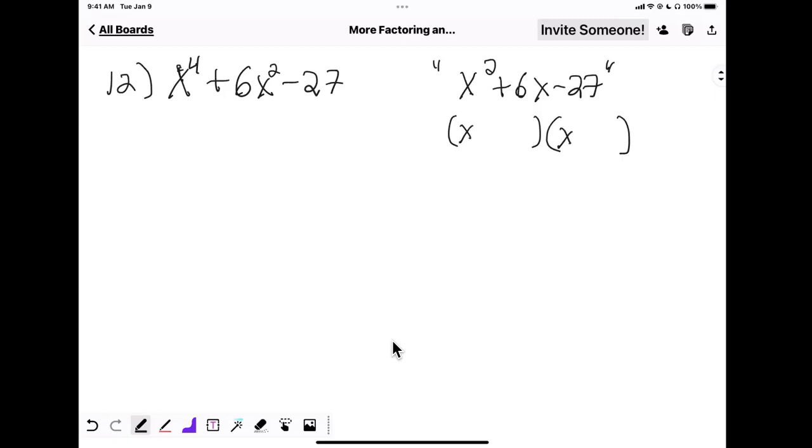Okay, so if we do the traditional way, two numbers that multiply to be 27 but add up to 6. Well, 9 times 3 is 27, right? So I can do 9 and 3. I need a positive 6, so it has to be a positive 9 and a negative 3. And that would be my factoring. But that's if it was x squared plus 6x minus 27. The only difference between doing it with a square versus a fourth power is that you're adding the square back in.